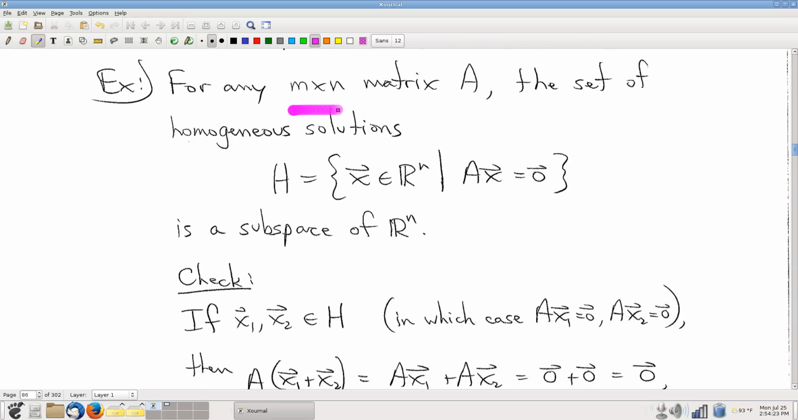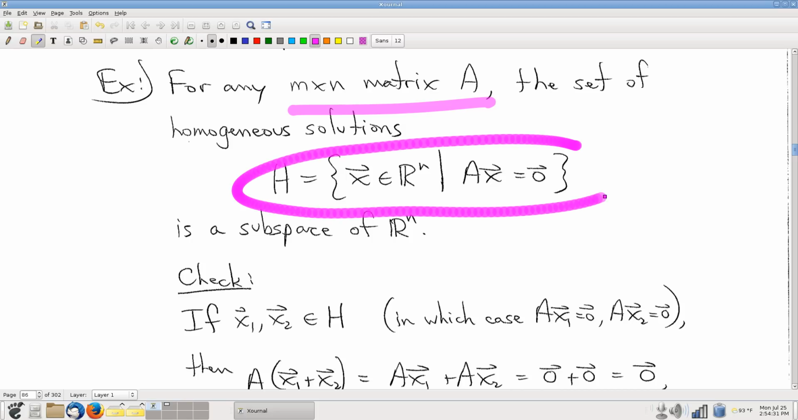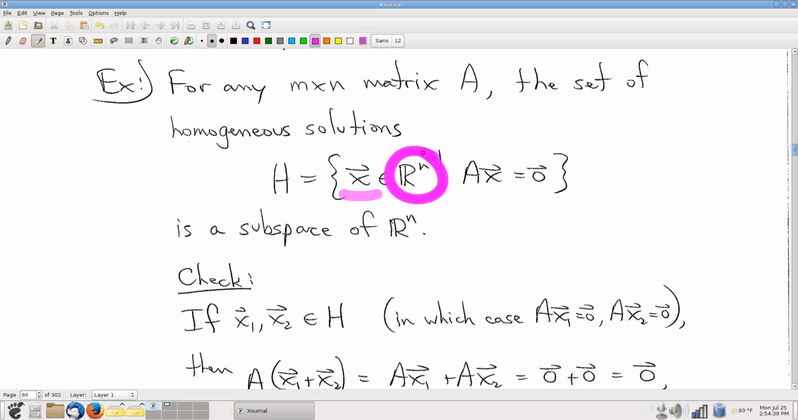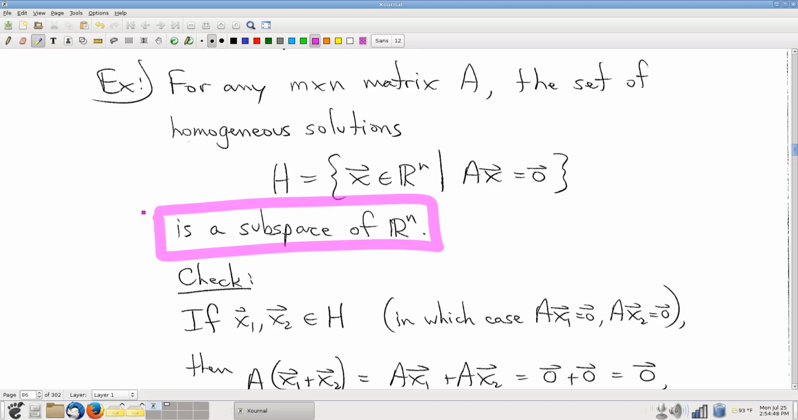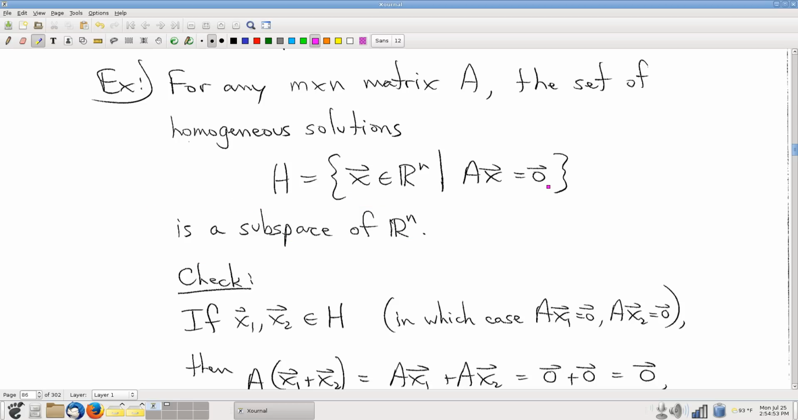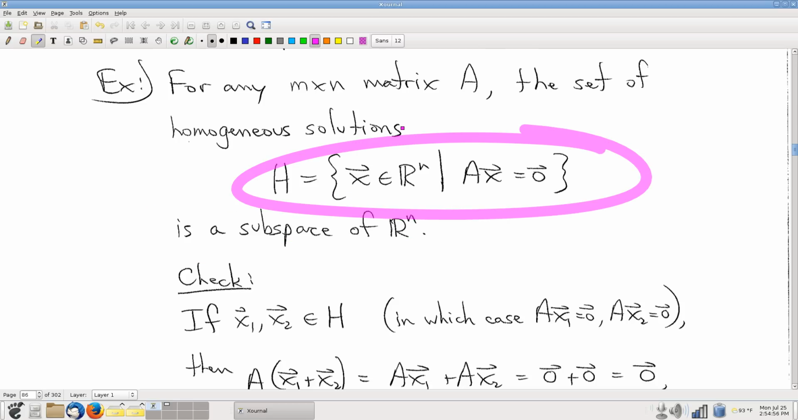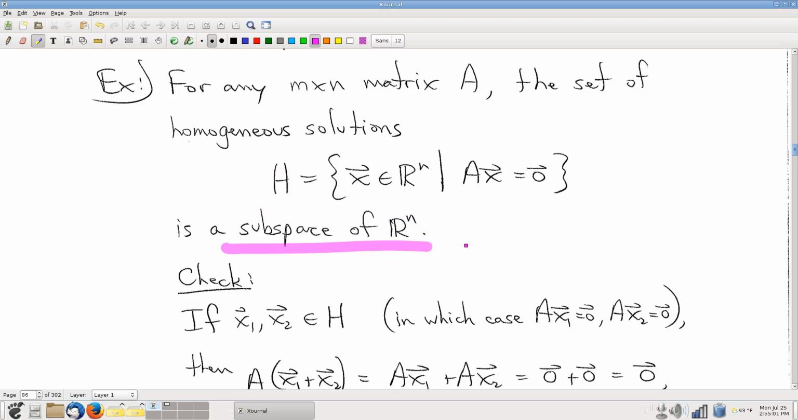Given a matrix A, an m by n matrix A, consider the collection of homogeneous solutions for that matrix, thought of as a coefficient matrix. Well, that's a collection of vectors in Rn, and we're going to confirm that this is in fact a subspace of Rn. Said differently, and more importantly, this is a vector space. The collection of all homogeneous solutions is a vector space. And the way we're going to get to that conclusion is by showing it's a subspace of Rn.